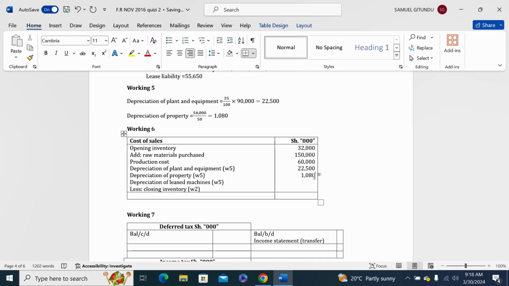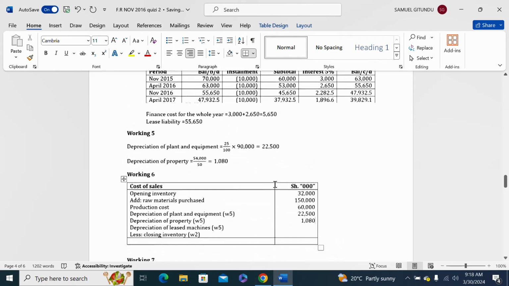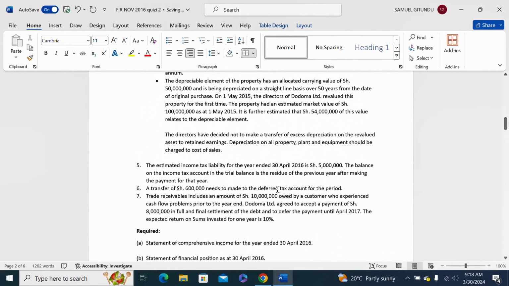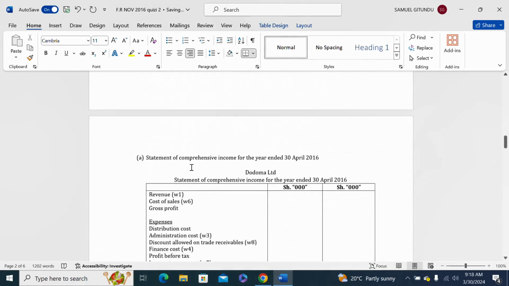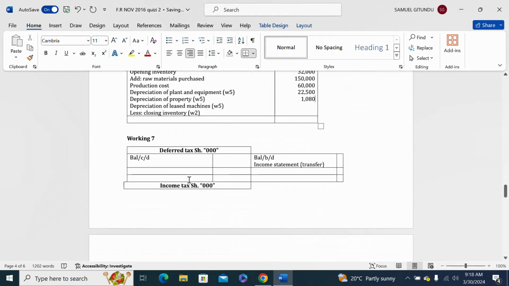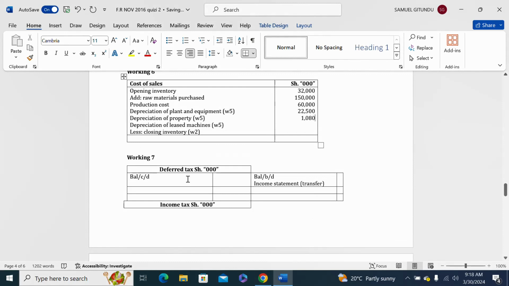Remember, we have been told all these depreciation are being calculated as cost of sale. Depreciation on all property, plant, and equipment should be charged to cost of sales. That's why we are putting this depreciation here. But even if the question was silent, the depreciation is usually expensed in the cost of sale.